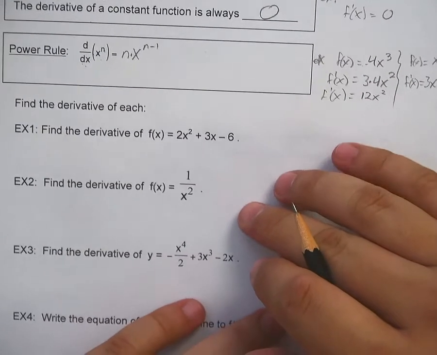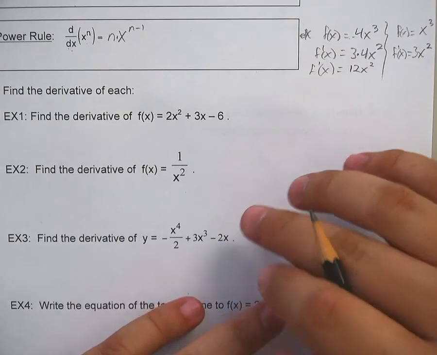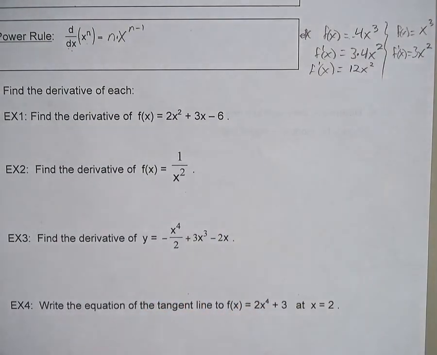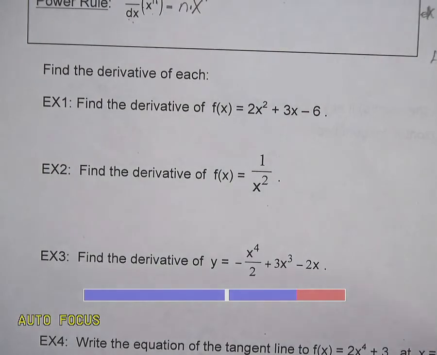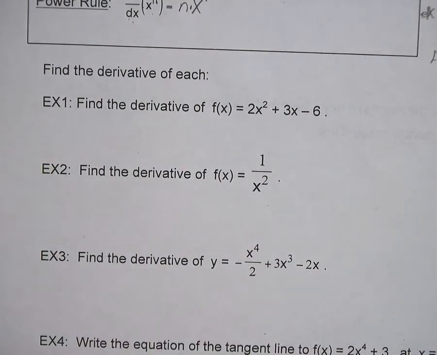This is the one everybody likes because it makes our job much, much quicker. Again, it's not necessarily a shortcut because it doesn't always work. A shortcut is something that always works. This one doesn't necessarily always work. So let me give you some examples here. It says find the derivative of 2x squared plus 3x minus 6.